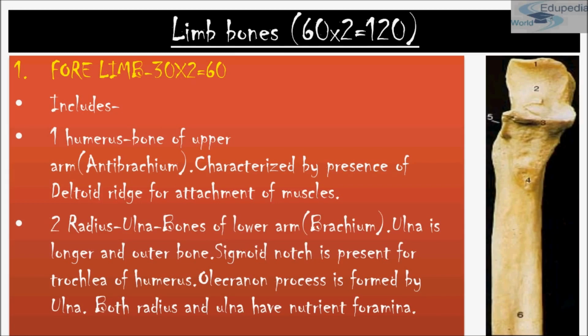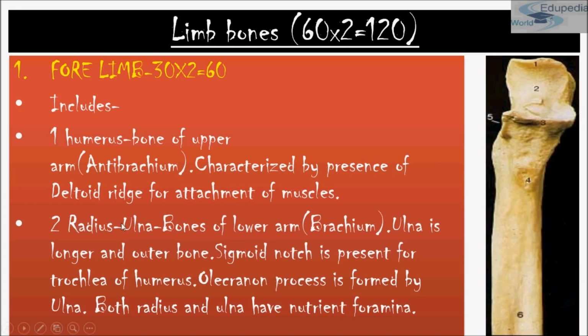hands, so 30 bones in each hand are there. Okay, and it includes one humerus, which is known as the first bone of your upper arm. It is characterized by the presence of deltoid ridges for the attachment of muscle. That means where the muscles get attached to this humerus bone, deltoid ridges are there, which is a characterizing feature of humerus. Okay, and then comes your radius and ulna.